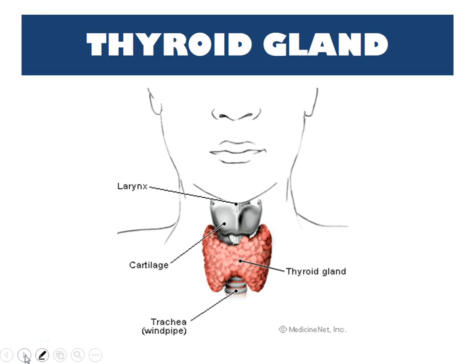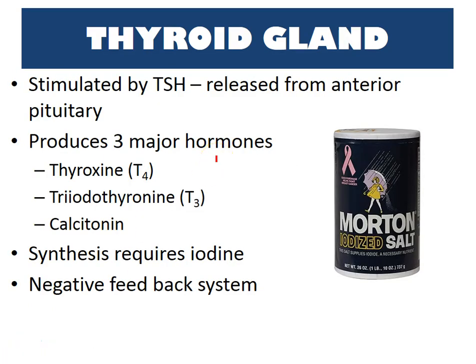Alright, so now we're going to talk about the thyroid gland and see where it's located in relationship to the body in terms of anatomy. The thyroid gland is stimulated by TSH, which is released from the anterior pituitary. It produces three major hormones: thyroxine, which is T4, triiodothyronine, which is T3, and calcitonin.